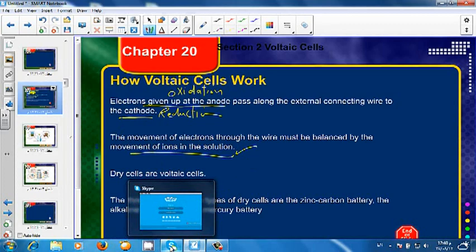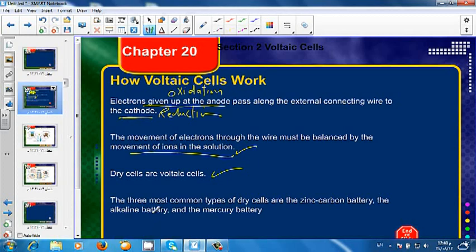Dry cells are Voltaic cells. Yes, dry cells are Voltaic cells, but we will not go through the details of the dry cell. The three most common types of dry cells are the zinc carbon battery, alkaline battery, and mercury battery. And also for these three types of dry cells, we will not go through their details.